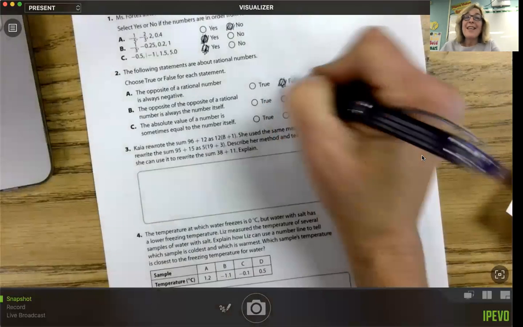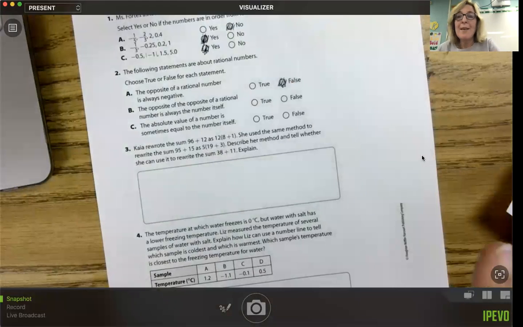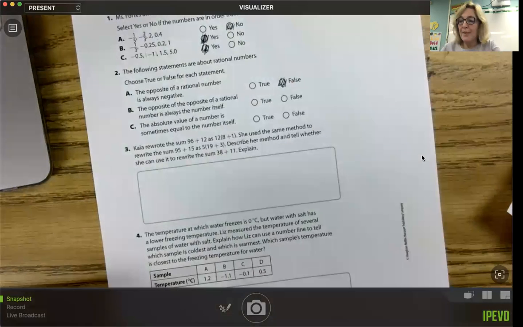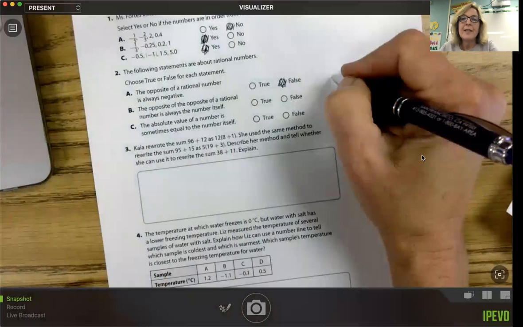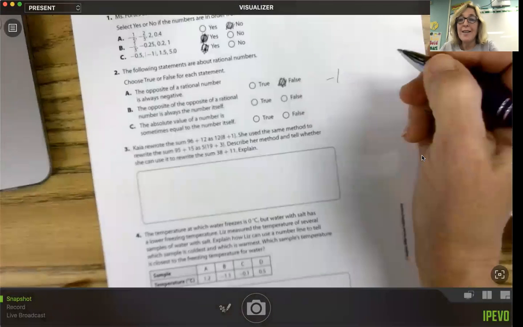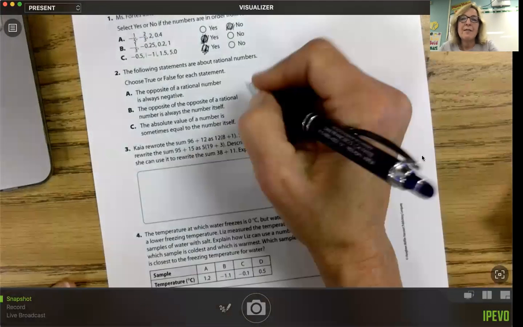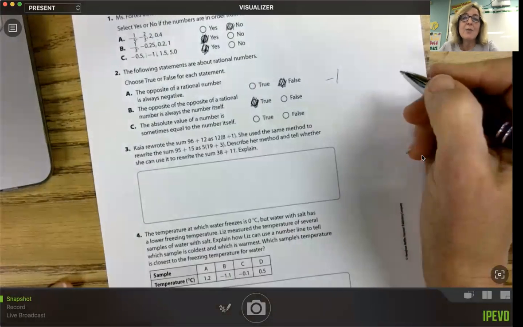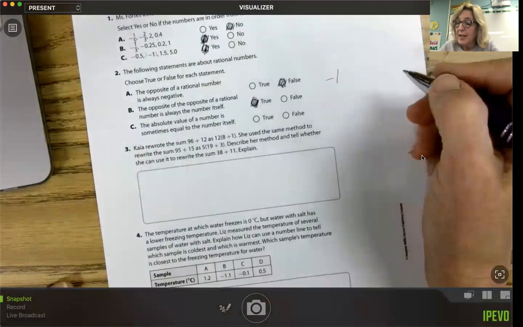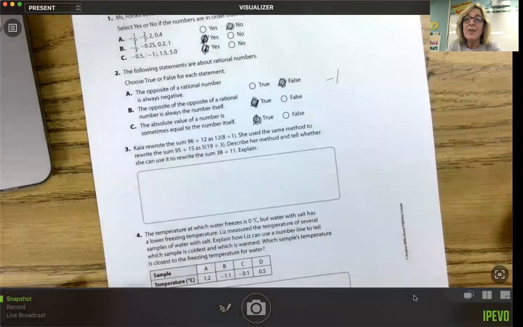The opposite of a rational number is always the number itself. Well, does that make sense? So if you say the opposite of the opposite, so we had -1. The opposite of -1 is 1, and the opposite of that is -1. So this is true. Funny wording, huh? The absolute value of a number is sometimes equal to the number itself. Well, that is true. If that number is positive, then its absolute value is also going to be the same.